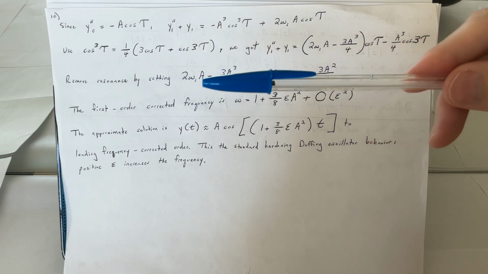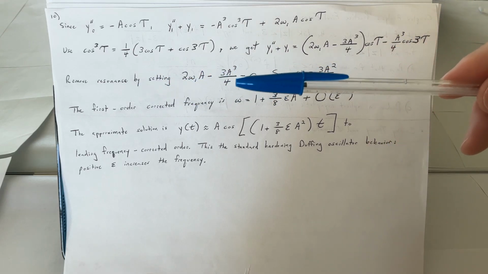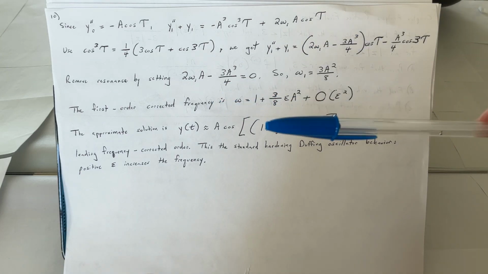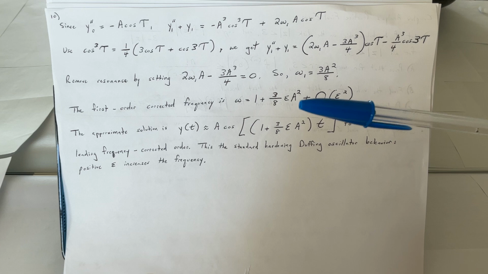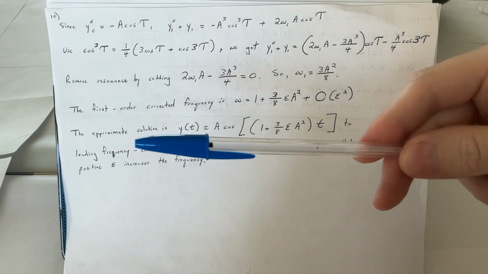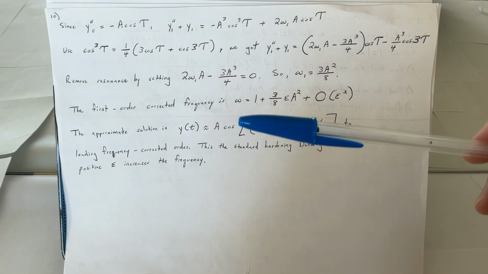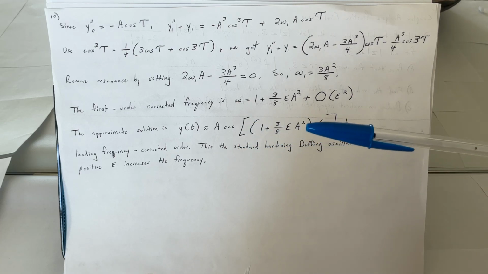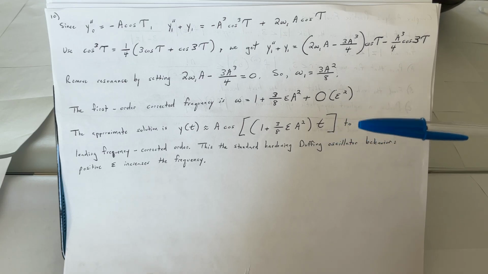We remove resonance by setting 2 omega sub 1 a minus 3a cubed over 4 equal to 0. So we wind up with omega sub 1 equals 3a squared over 8. So the first order corrected frequency is omega equals 1 plus 3/8 epsilon a squared plus big O of epsilon squared. The approximate solution is y of t approximately a cosine of the quantity 1 plus 3/8 epsilon a squared times t, with the frequency corrected to leading order.